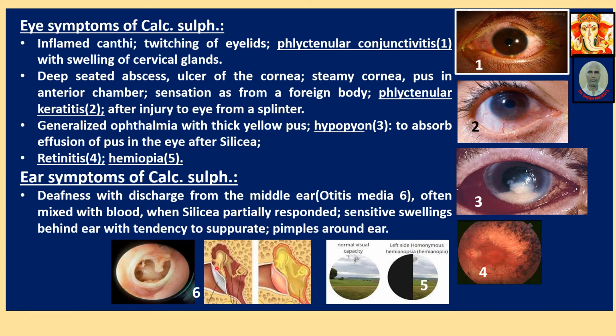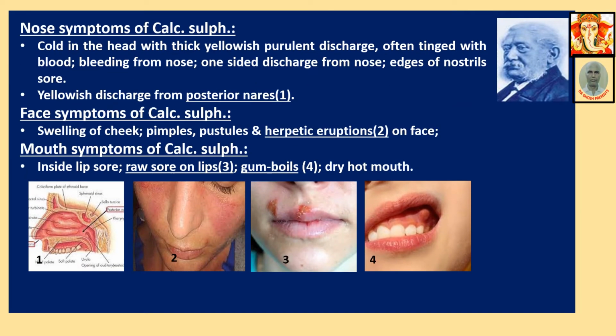These are other symptoms. Now in each image there is a number 1, 2, 3, 4, 5, 6. I have given the same number here. You please correlate. No symptoms of Calcarea Sulph.